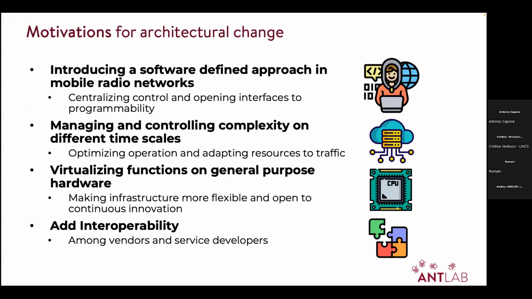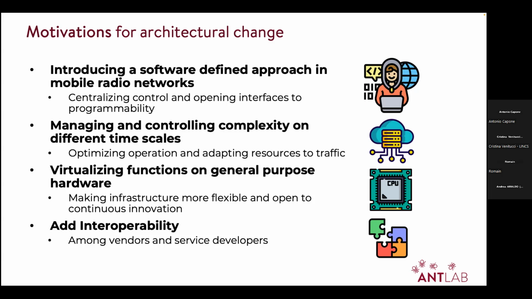So let me start with a little list of motivations that sometimes are mixed together, but it's important to focus on the reasons why we are changing the architecture of this network, not just to follow the evolution of technology, but there are a number of specific reasons and forces that are pushing in this direction. One is the introduction of a software-defined approach, even in mobile radio networks, which was apparently not particularly meaningful until very recently, until we realized that controlling this network in a centralized way was possible. And then also opening the interfaces to programmability was an important issue for pushing innovation more quickly into the network, without the closed platforms that we typically have in this kind of network.